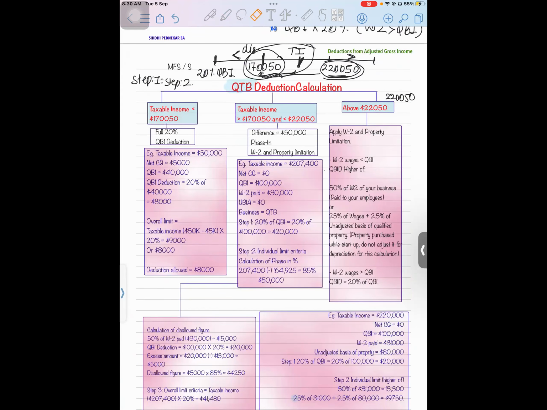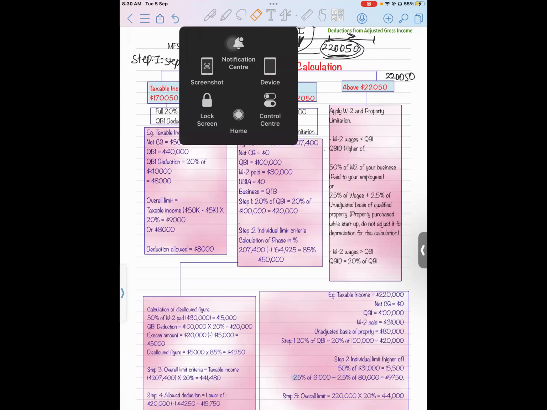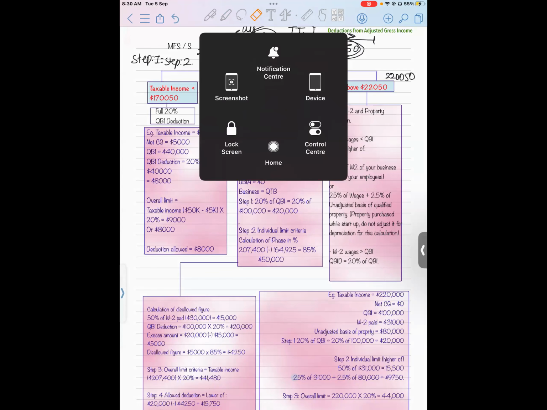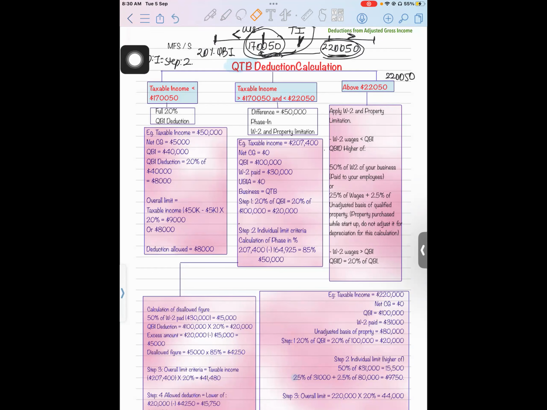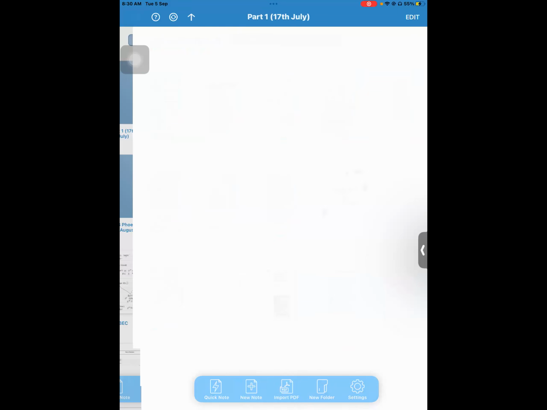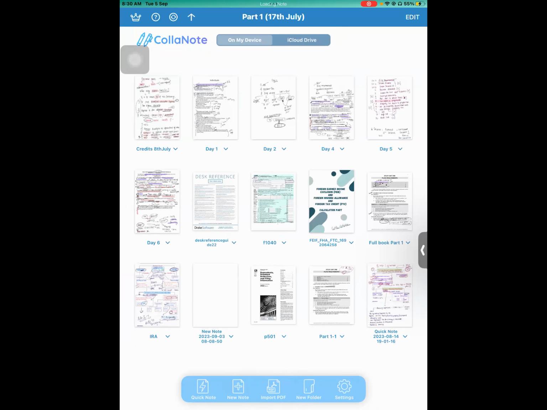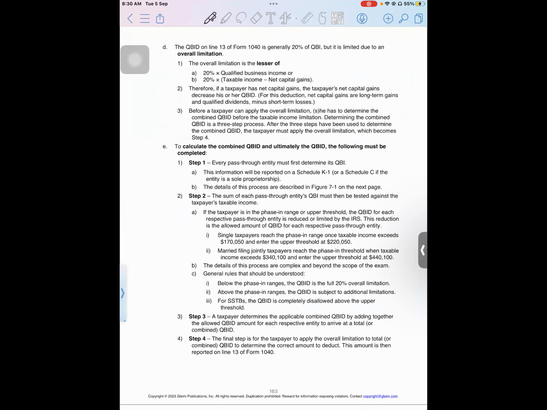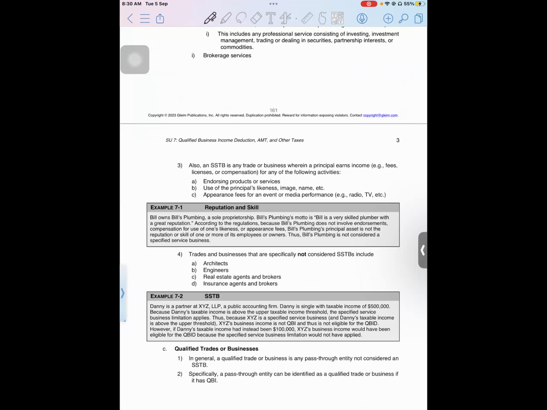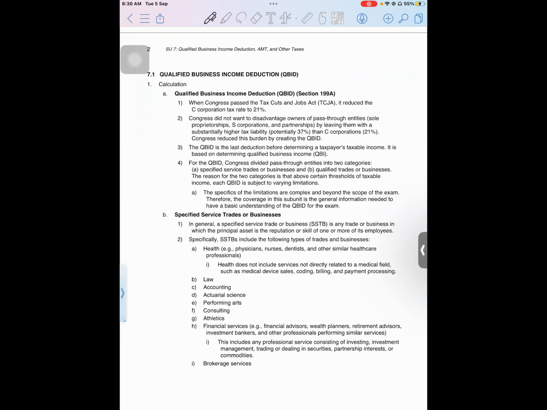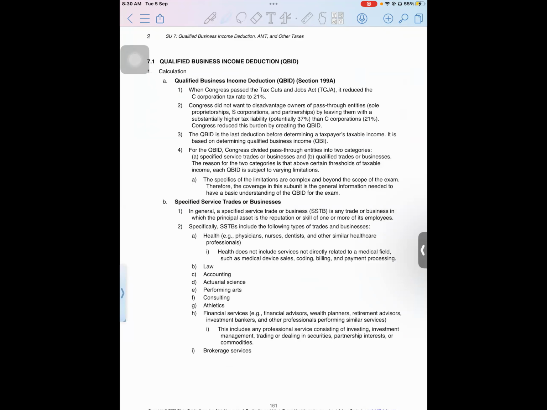Okay. So let's read it a little bit from the claim book. Okay, so here they have mentioned what is qualified business income deduction, and what is SSTB. So let's read one by one.